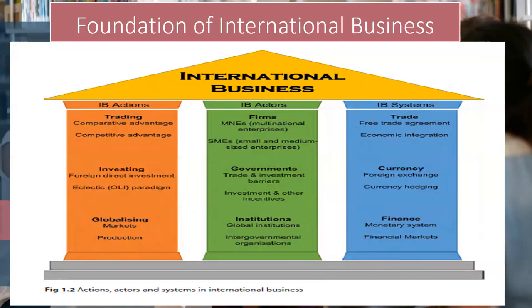And then the actors, of course, are the MNEs or MNCs, the multinational enterprise or multinational corporation, and SMEs, small and medium-sized enterprises. So they are the actors: the firms, the government, and the institutions. So governments: trade and investment barriers, investment and other incentives. These are actually the laws and regulations that protect not only the local businesses, but protect trade as a whole. So incentives and investments are given to them.